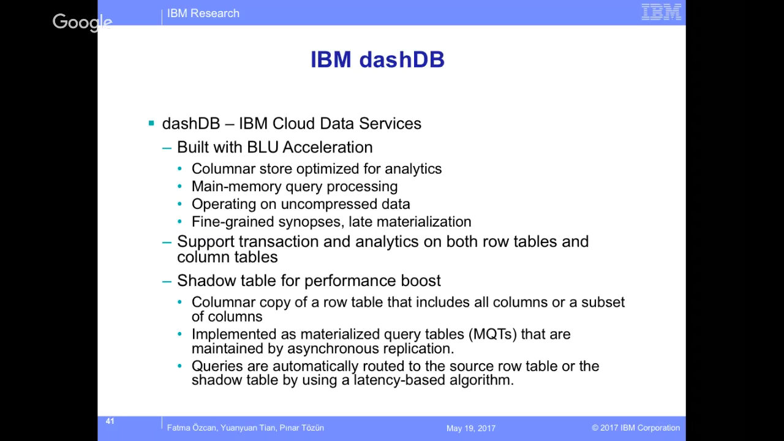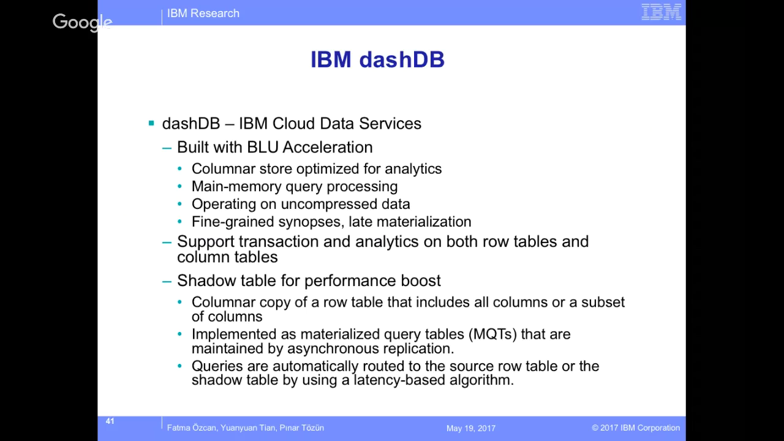So again, in DB2, when you create a table, you can say this is a row table or this is a column table. However, it also provides an option. If you have a row table and you want to support fast analytics, you can create a shadow table for the row table. What is a shadow table? It is a column copy of a row table, but it doesn't have to be the whole copy. You can include all the columns or a subset of the columns, depending on your analytics queries. And it's implemented as a materialized query table that is maintained asynchronously.